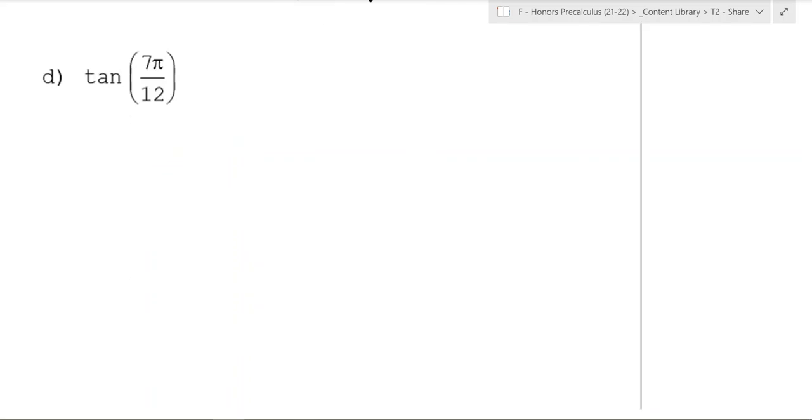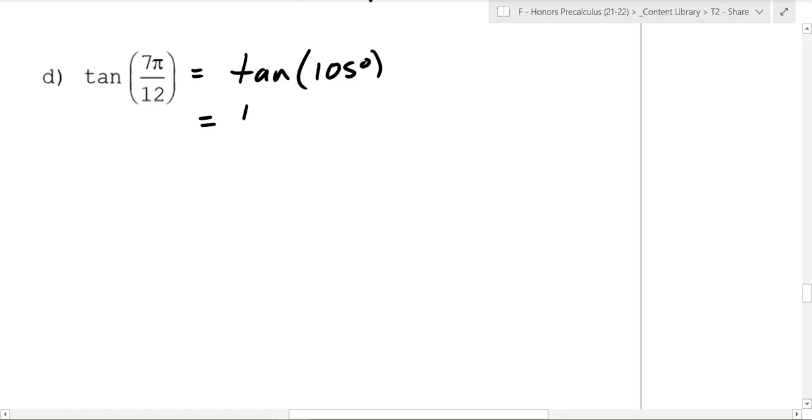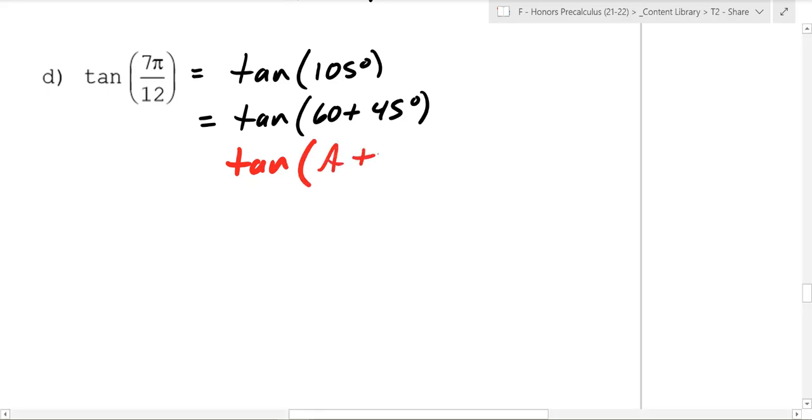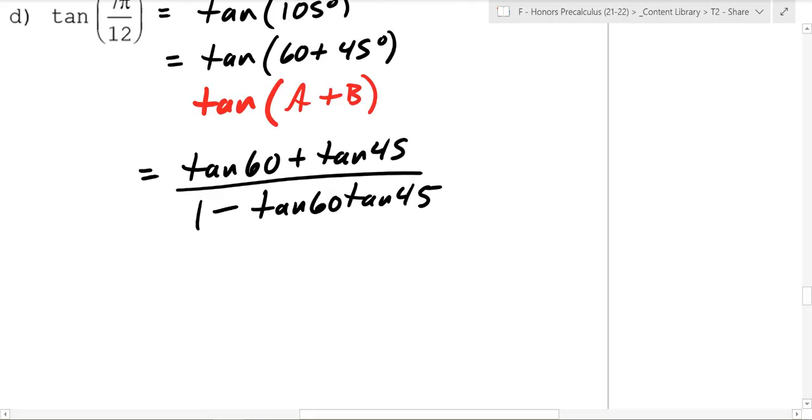So again, pi over 12 is 15 degrees, so it's 7 times pi over 12. So it's going to be 7 times 15, so it's 105 degrees. It's easier to see the sum this way. So this is equal to the tangent of 60 plus 45 degrees. So we're going to use the rule above, which talks about tangent of A plus B. You can use the definition above, and if you do, you end up with this statement right here.